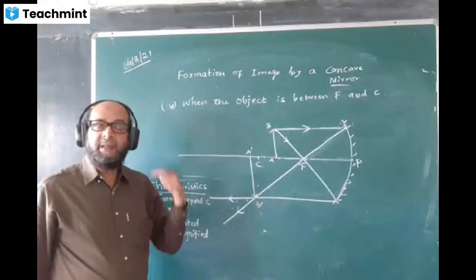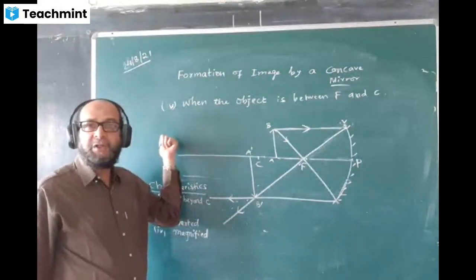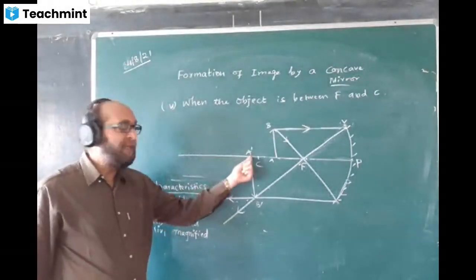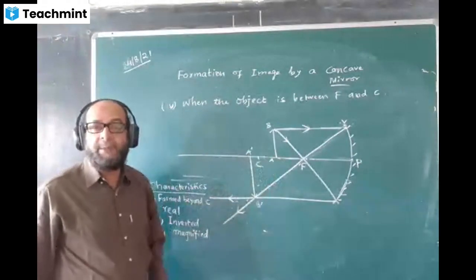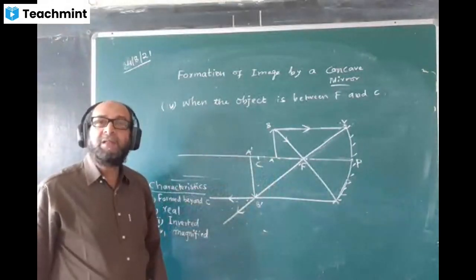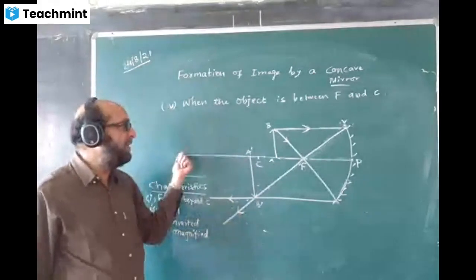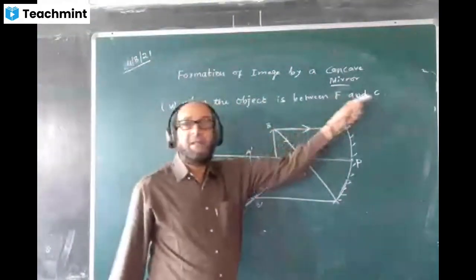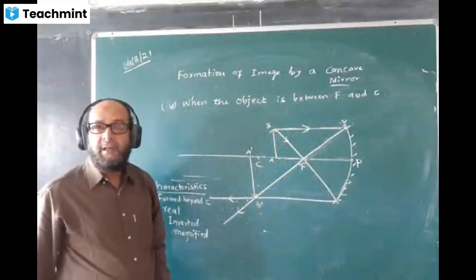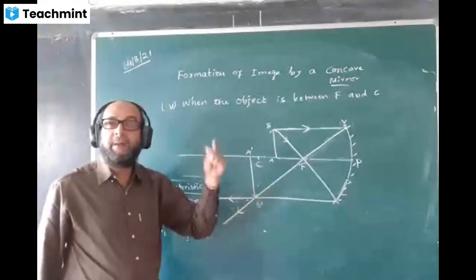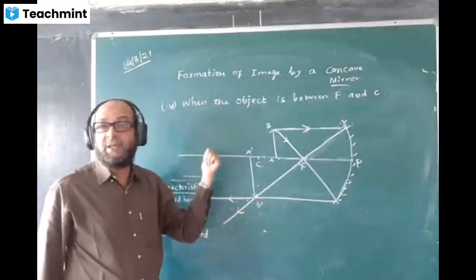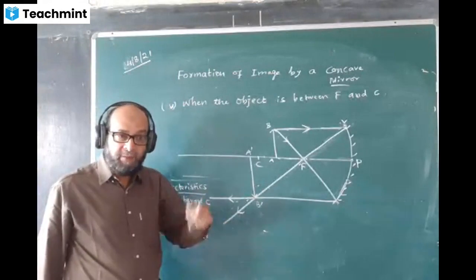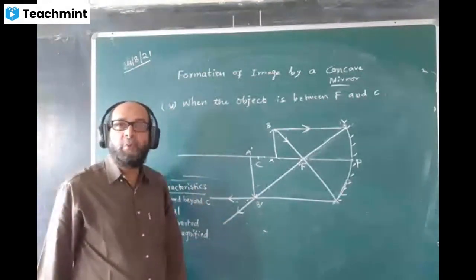And the size of the image will keep on increasing. First the image was diminished. Beyond C also it was diminished. At C same size, and after C the size will be bigger now. And the reverse is always true. When the object was beyond C, the image was between F and C. Now the object is between F and C, then the image is beyond C. And the image will be bigger. First case, when the object was beyond C, the image was diminished, but now the image is bigger. Just a reverse. Reverse is always true in life.